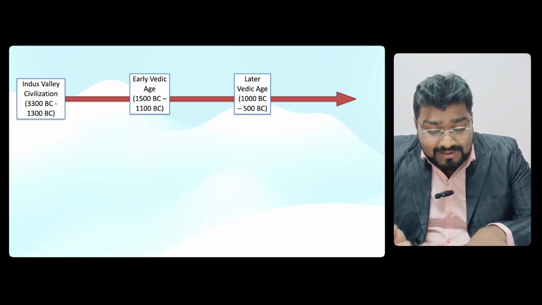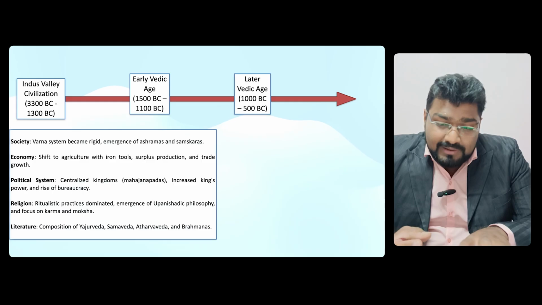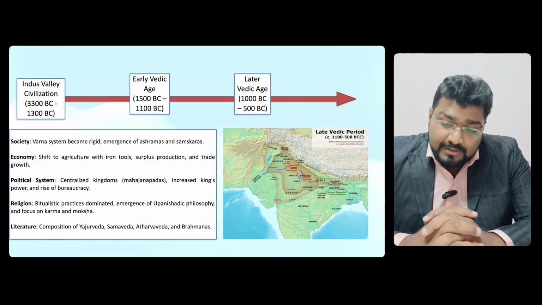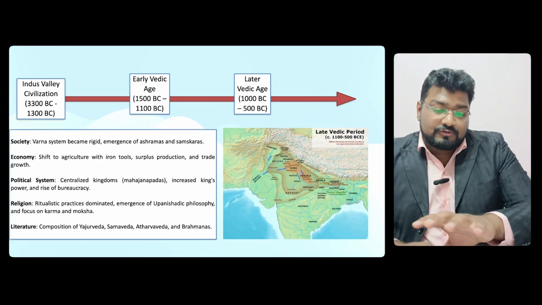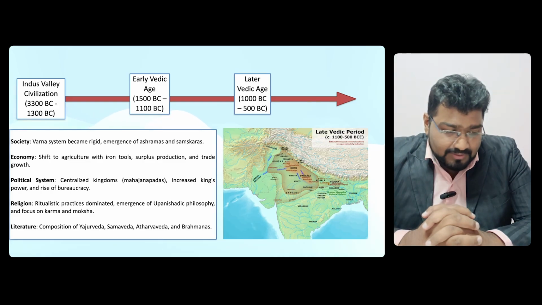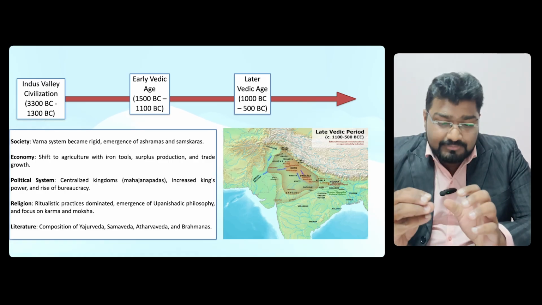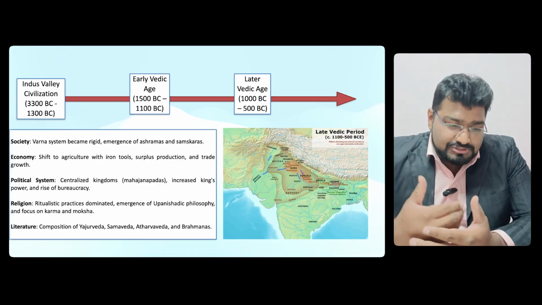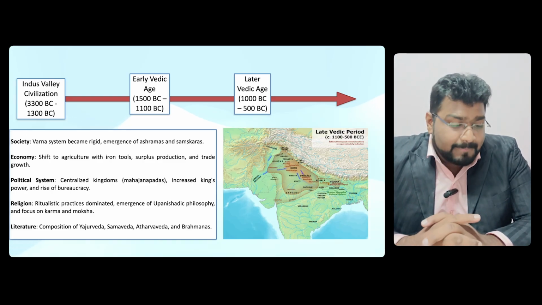Okay, regional spread increased. Now you will get to see that the Vedic people now spread eastwards. Okay, you can see in this map, reaching the fertile Gangetic plains, laying the foundation for the future empires. Okay, now society, you can see over here, the Varna system became a bit rigid, particularly with the emergence of ashrams and sanskars. These kinds of concepts emerged during that particular period.